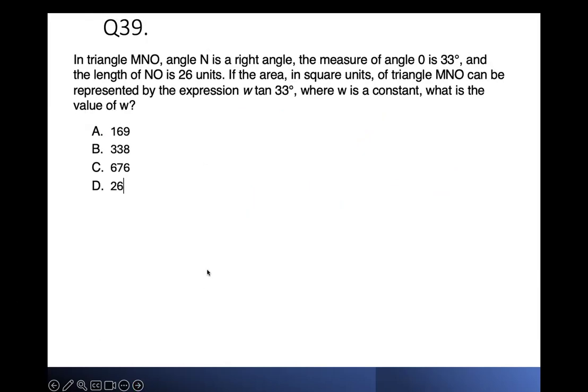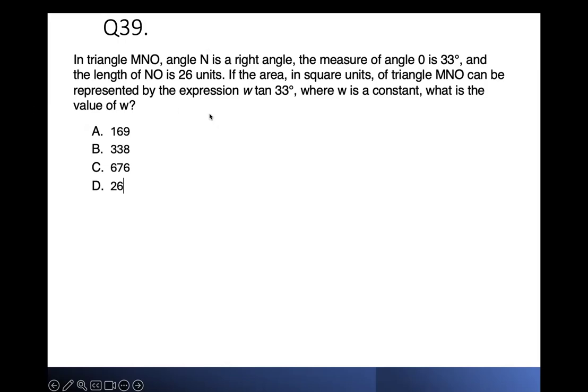In a triangle MNO, the angle N is a right angle. The measure of angle O is 33, and the length of NO is 26 units. If the area in square units of triangle MNO can be represented by the expression W tan 33, where W is a constant, what is the value of W? A bunch of words, rewriting in mathematical order.